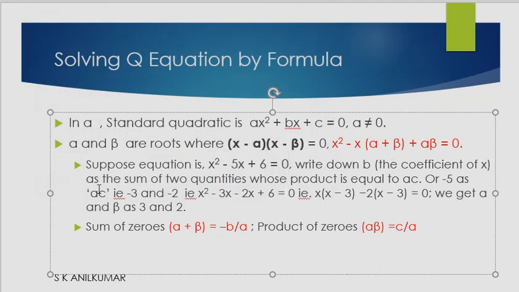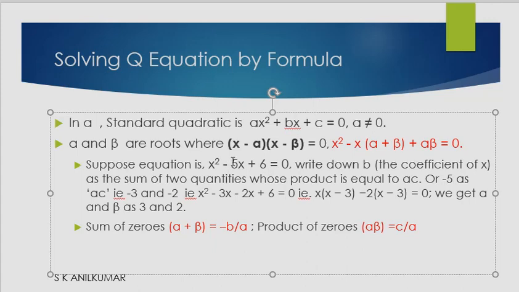Write the coefficient of x. What is the coefficient of x? It is b, written as a sum of two quantities whose product equals ac. The coefficient of x, b, is written as something which will have alpha and beta. c is alpha beta, so the product should be alpha beta. The sum should be alpha plus beta. The sum should be b, and the product should be c.